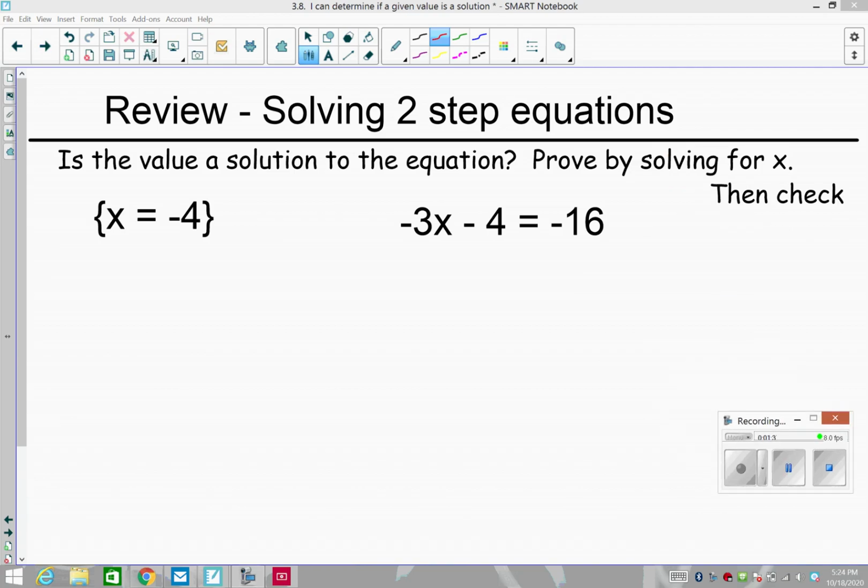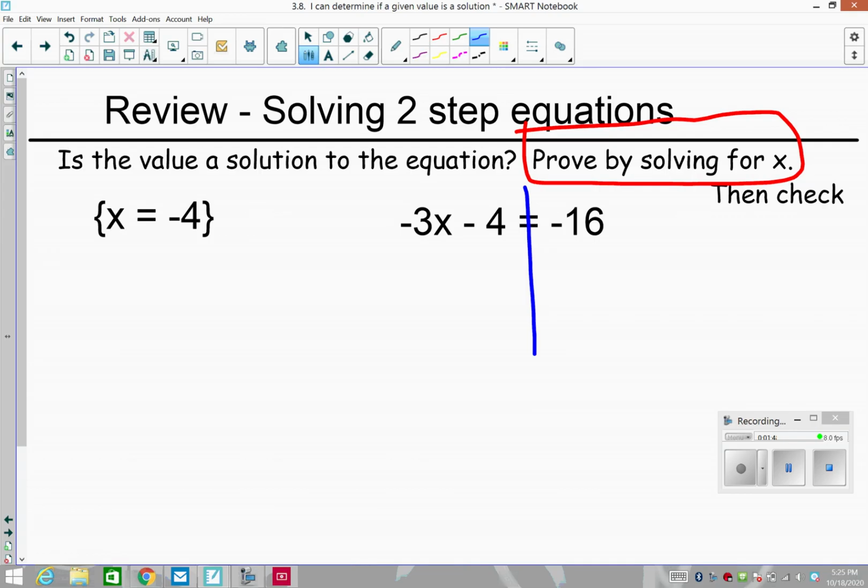So as I said, this is a review standard. Is the value a solution to the equation? This time what I'm going to have you do is prove it by solving for x first and then plugging in, for the practice of two-step equations. So we're going to build house, build fence, clean yard. We're going to add 4, copy, paste.